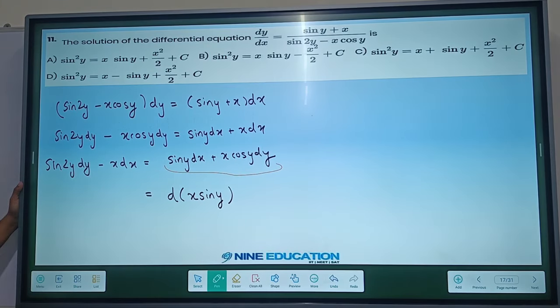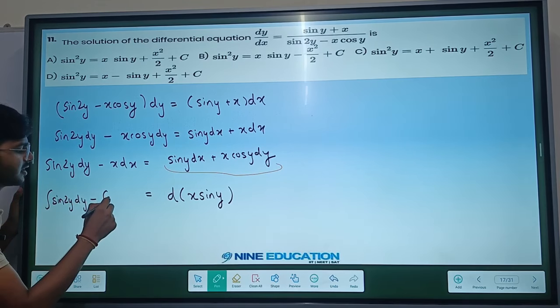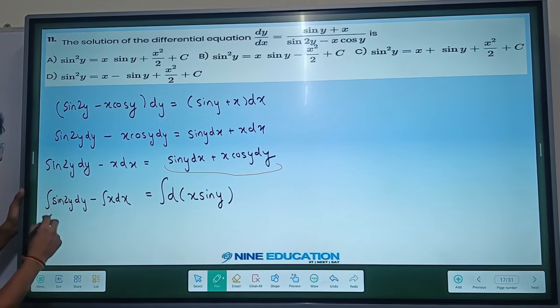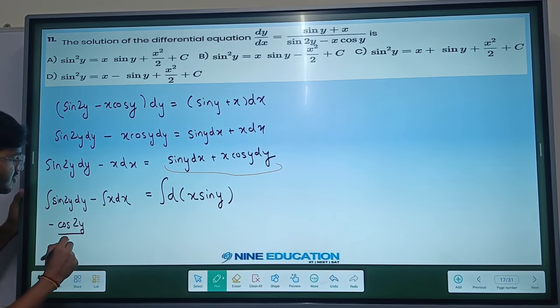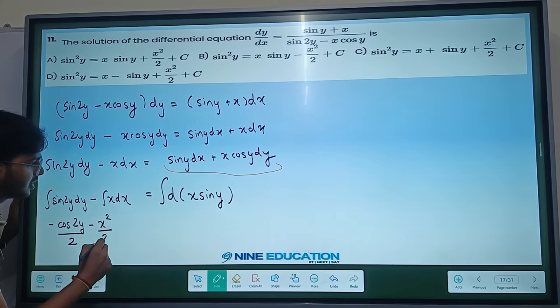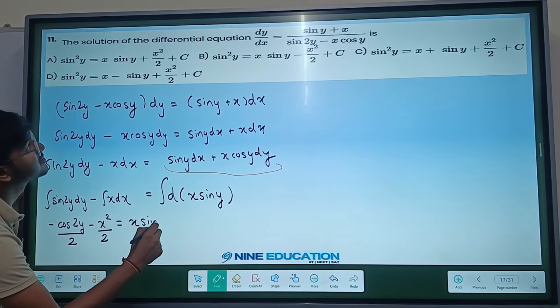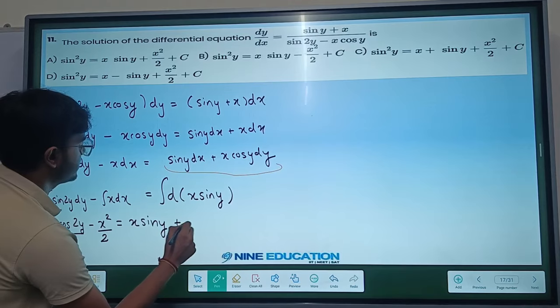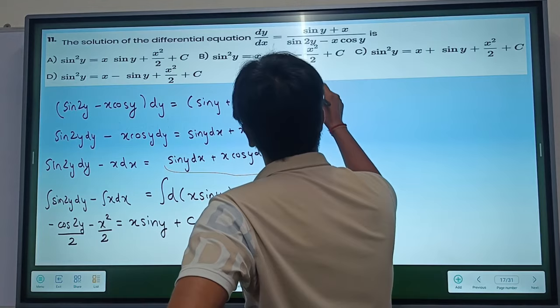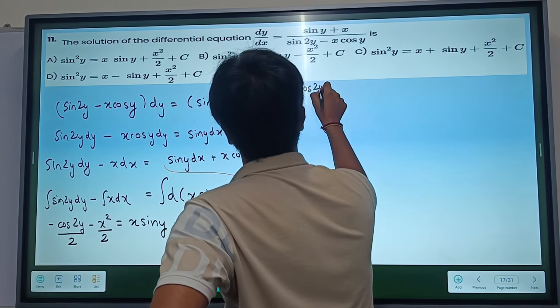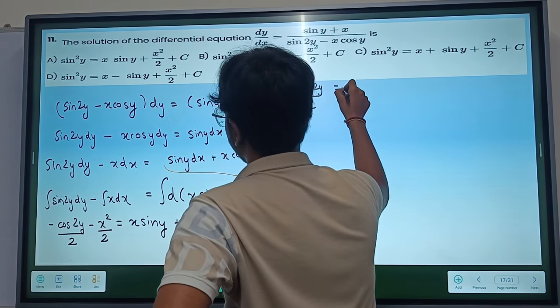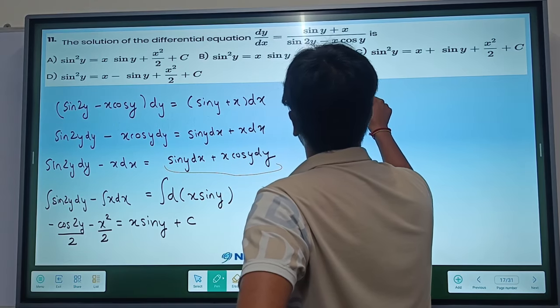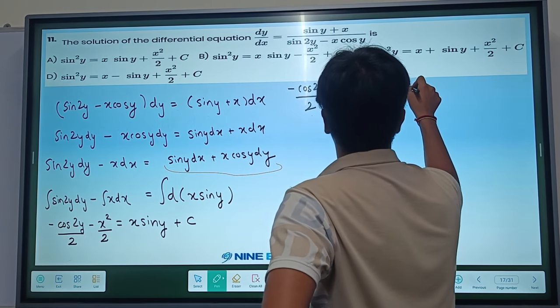Sin 2y dy, let it be sin 2y dy. I'll apply integration on all sides. Minus integration x dx equal to integration. So sin 2y, integration of sin is minus cos. So minus cos 2y by 2 minus x square by 2 equal to x sin y plus c. So minus cos 2y by 2 equal to x square by 2 plus x sin y plus c.